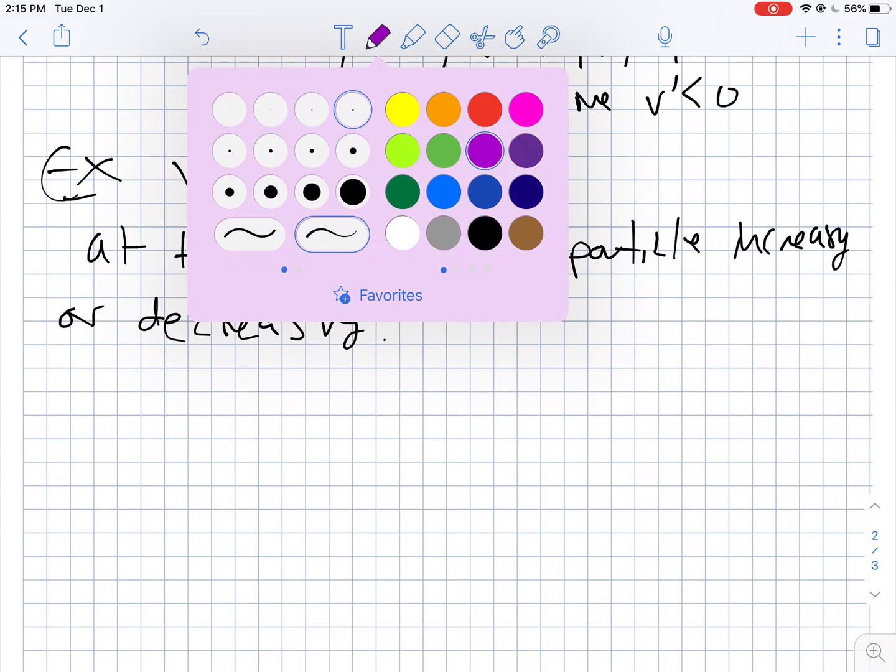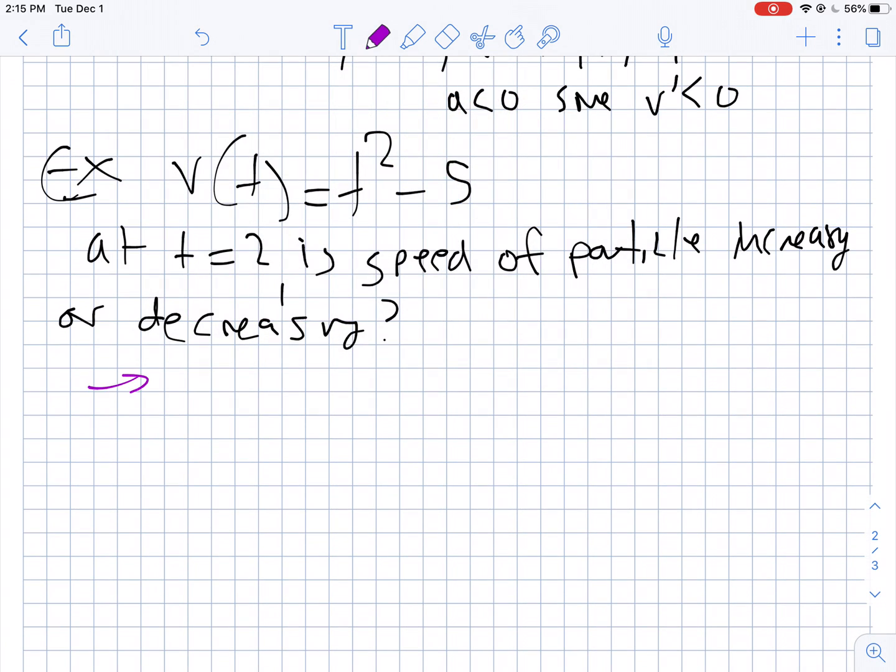Again, the way you're going to address this problem is you're going to find the velocity, find the acceleration, and then ask yourself, are they the same sign? If they are the same sign, they're working together, and the speed would be increasing. If they're opposite signs, they're working in opposite directions, and the speed would be decreasing.